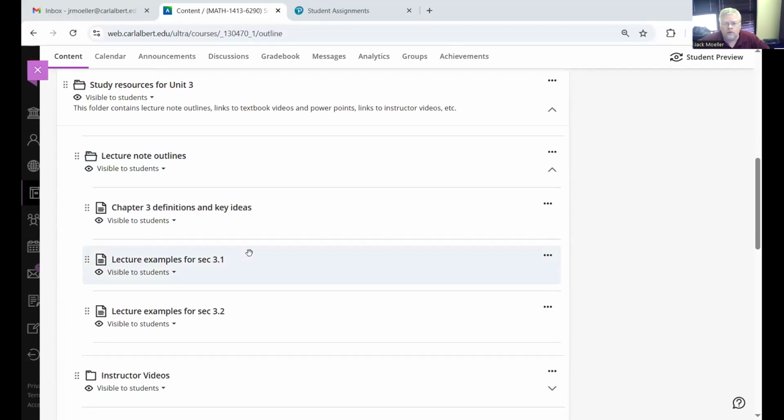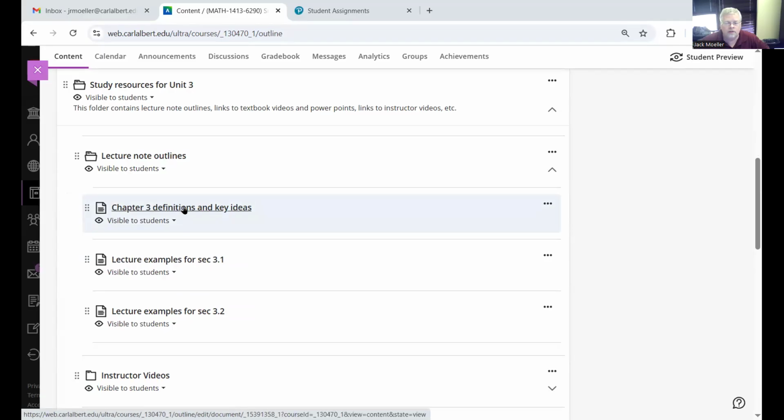Okay, so as always, if you want to follow along in Blackboard, I am using the same handouts as we had last time. Let me bring those up in case you didn't have them from 3.1. I'll be starting with the chapter 3 key definitions and key ideas, and when we get to examples, we'll be looking at the lecture examples for 3.2. So let's get into the document camera and get going.